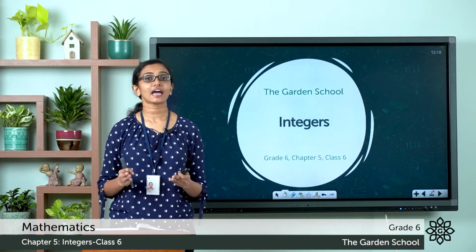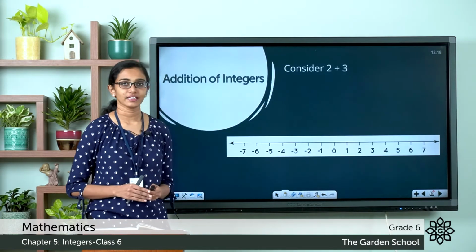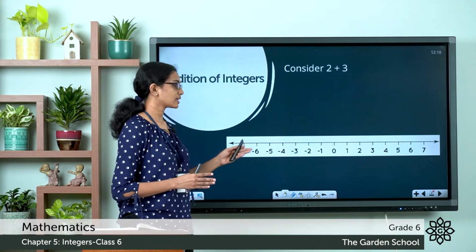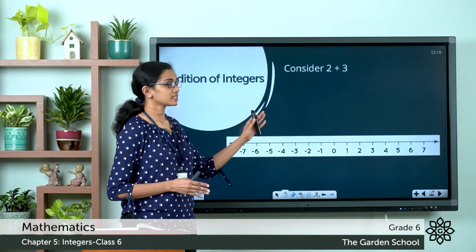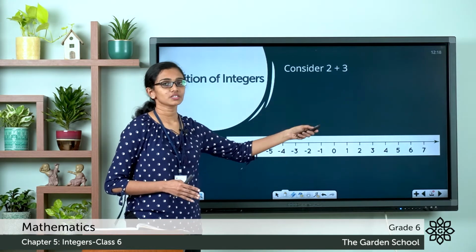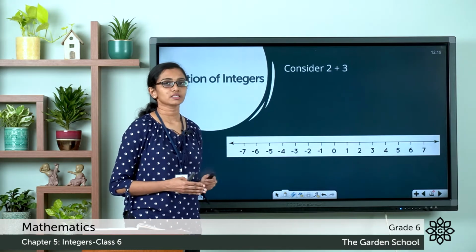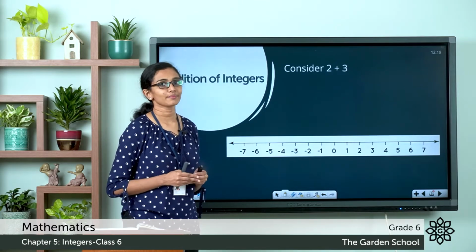Let's learn how we can add integers today. So you look at the number line given here. You see the point 0 and a few positive integers and a few negative integers are marked on this number line. Here, please consider adding the positive integers 2 and 3. So we need to do 2 plus 3 using this number line. So how do we do addition on a number line?